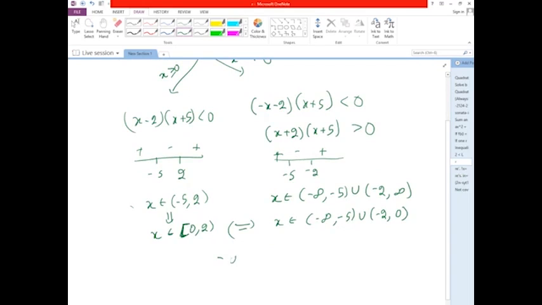So minus infinity to minus 5, union minus 2 to 2. So this will be the answer for this inequality.